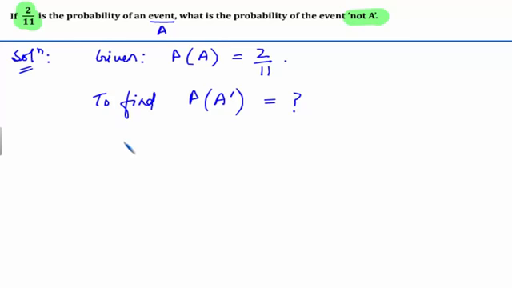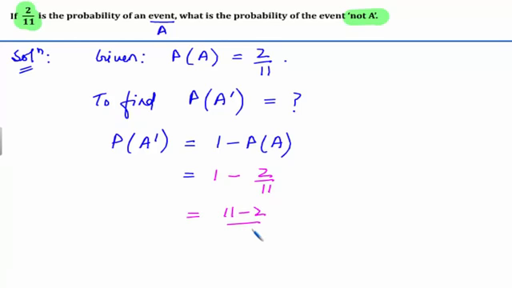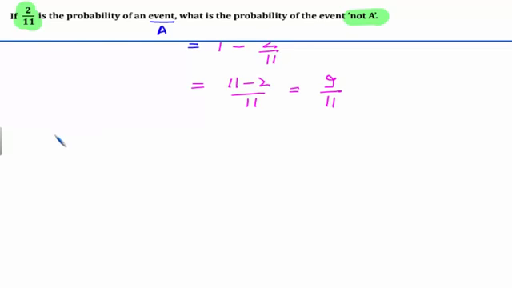This is quite a simple question, since the probability of not A is given by 1 minus the probability of A. So this is equal to 1 minus 2 upon 11, which is equal to 11 minus 2 upon 11, which is equal to 9 upon 11. Therefore, our answer is that the probability of the event not A is 9 upon 11.